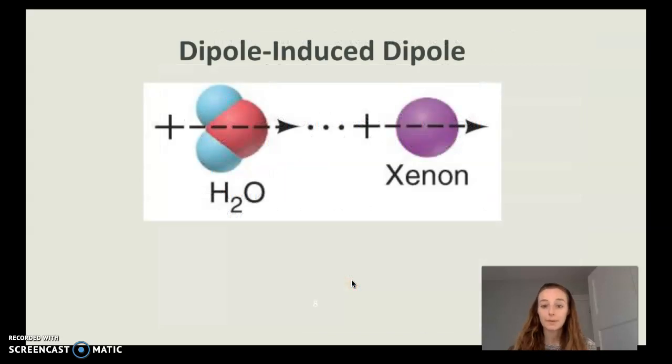Then we also have dipole-induced dipole. Write down that this is between a dipole, so a polar molecule, and a nonpolar molecule or atom, which for a split second is going to have a dipole. But we will not talk too much about that this year.